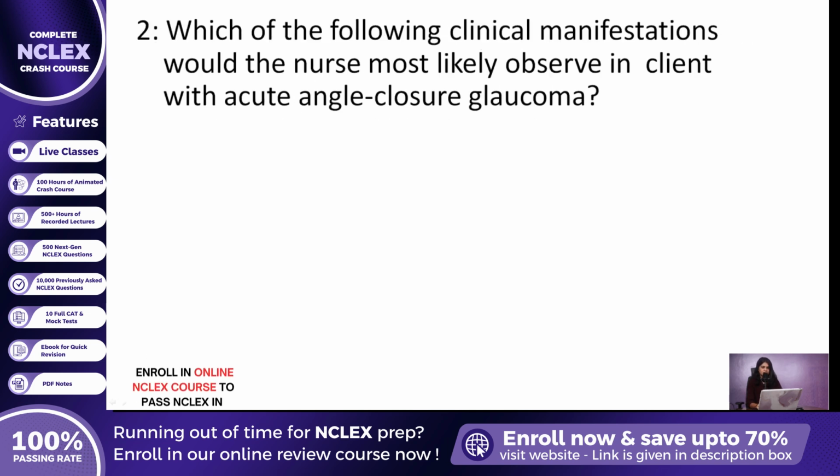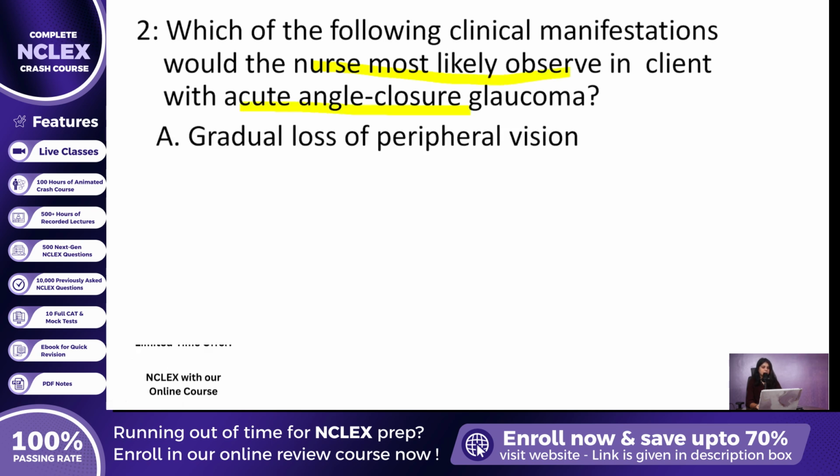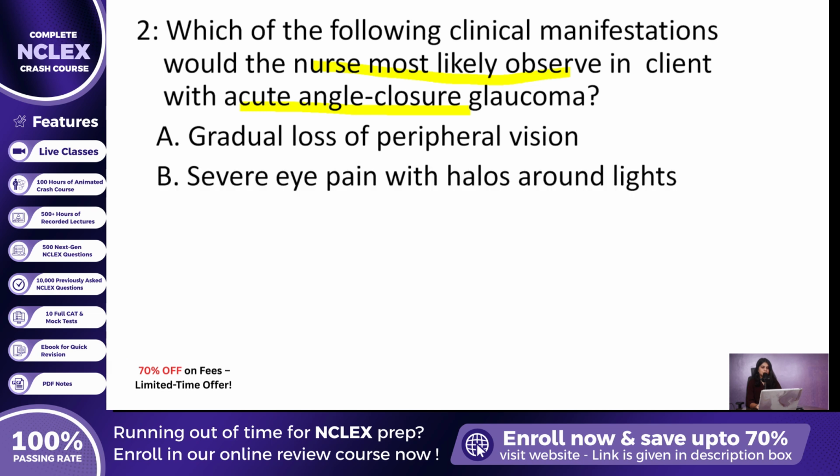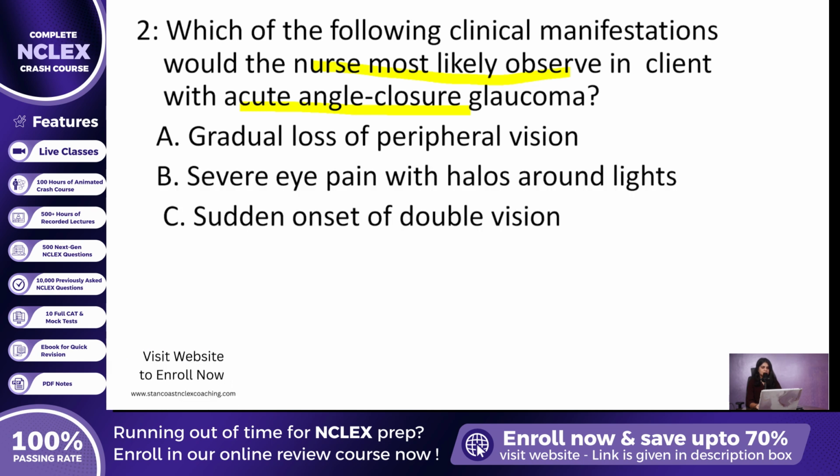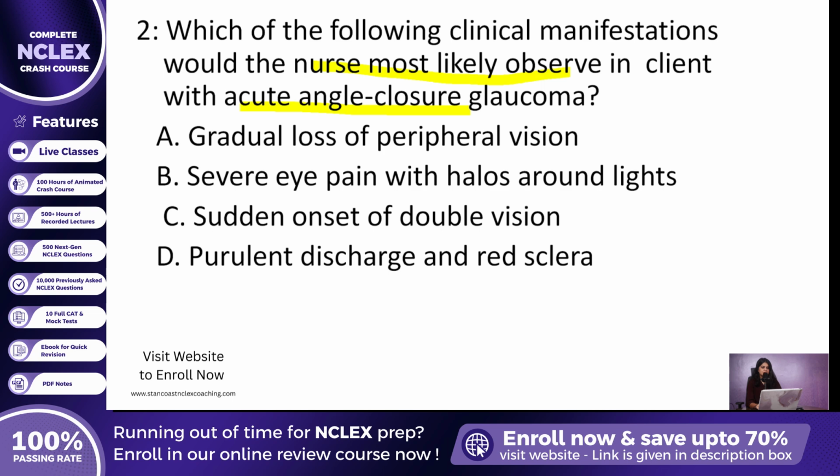Which of the following clinical manifestations would the nurse most likely observe in a client with acute angle closure glaucoma? A. Gradual loss of peripheral vision. B. Severe eye pain with halos around lights. C. Sudden onset of double vision. D. Purulent discharge and red sclera. Now, which one do you think best reflects angle closure glaucoma?